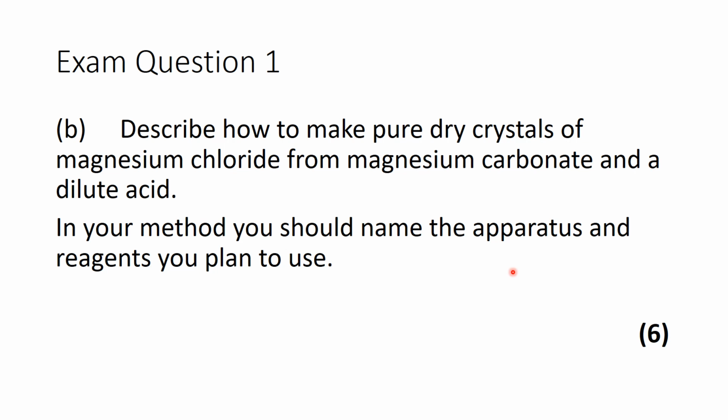Is it correct? You're making magnesium chloride, that is your product, from magnesium carbonate and a dilute acid. You're going to need to state the reactants you're going to use. What acid are you going to use? What apparatus? Step-by-step method. And in a moment, we'll come back and we'll run through the answers. So please pause the video to give part B a go now.